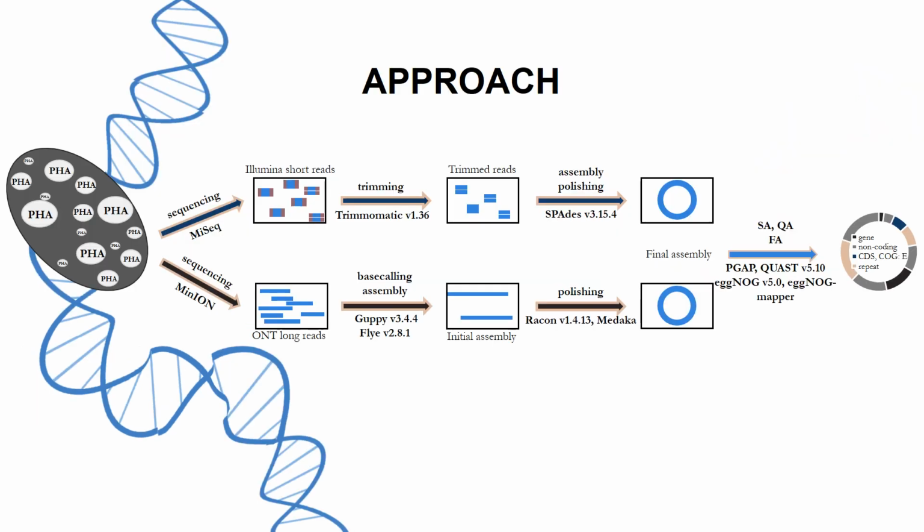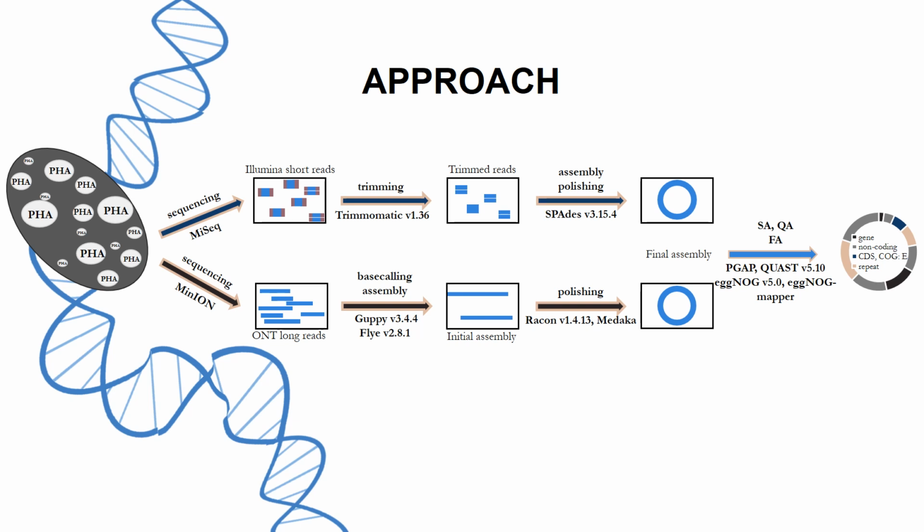Bacteria obtained from 3 different collections of microorganisms were sequenced using the Illumina HiSeq and Oxford Nanopore MinION technologies. The long reads, as shown in the lower part of the pipeline, were base called using Guppy. Subsequently, genomes were assembled with Flye and polishing was done using Racon and Medaka tools.